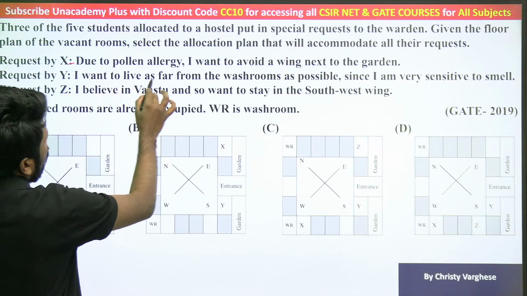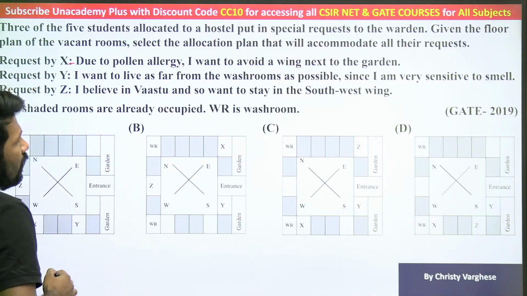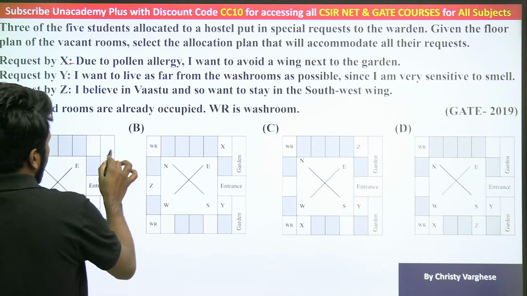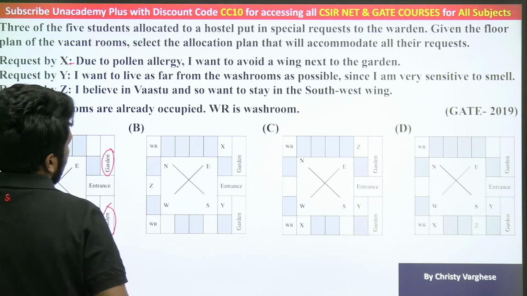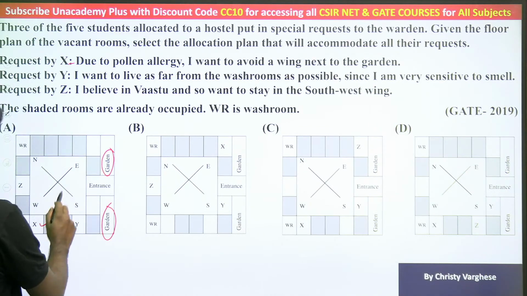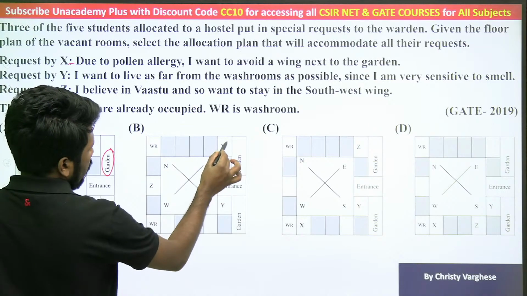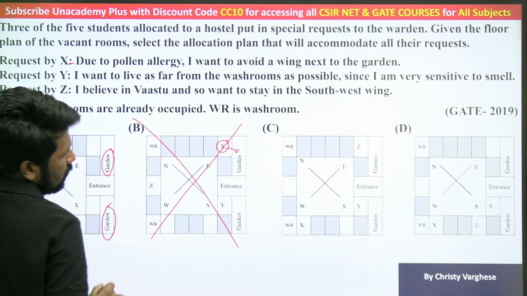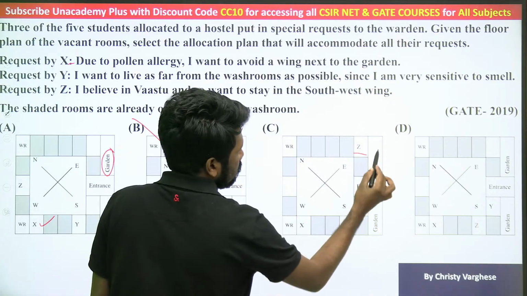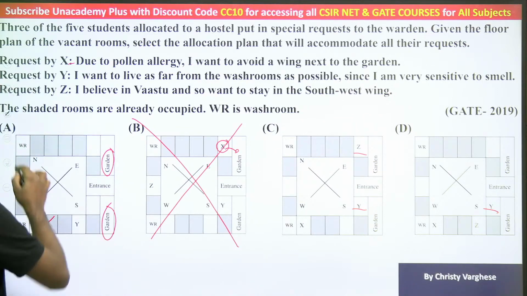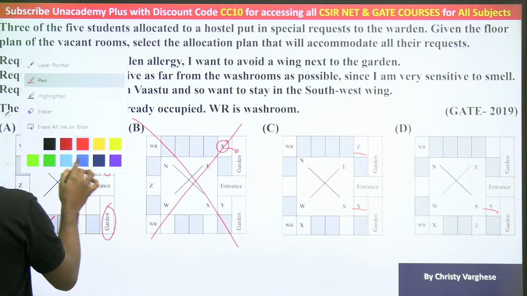Request by X: due to pollen allergy, I want to avoid a wing next to the garden. There are 2 gardens here. So X wants to avoid the garden. This is okay. Here this is not okay. X is near the garden. So definitely option B is eliminated. This is okay and this is also okay. With respect to the request by X, option B is eliminated.